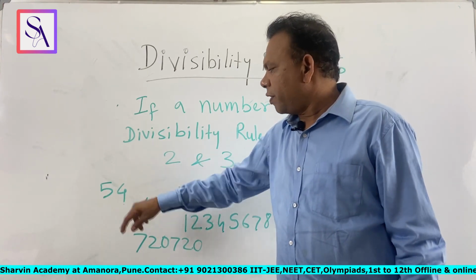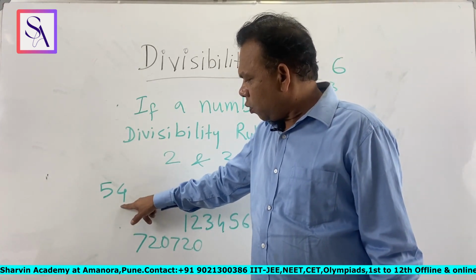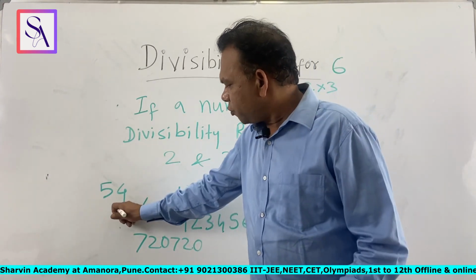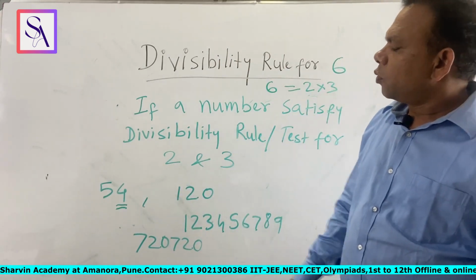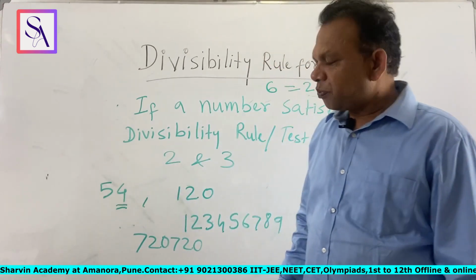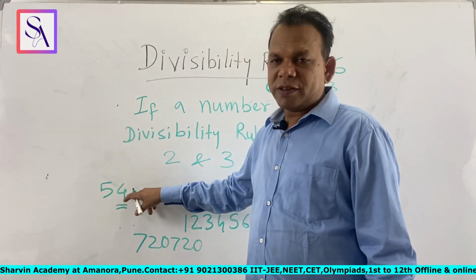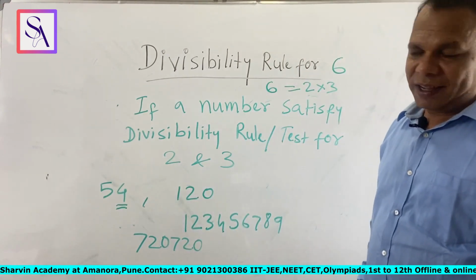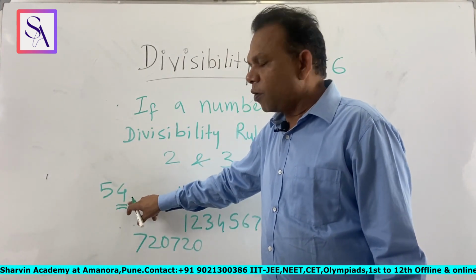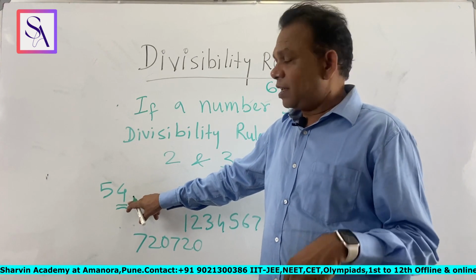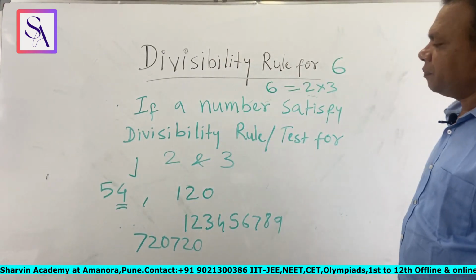Take an example, 54. Let's check for 2, last digit should be even. So 4 is even, right? So this 54 is divisible by 2. Then for 3, we have to add this. 5 plus 4 is 9, and 9 is divisible by 3. Hence this 54 is divisible by 3. So this 54 is divisible by 2 as well as 3. Hence this 54 is divisible by 6, right?